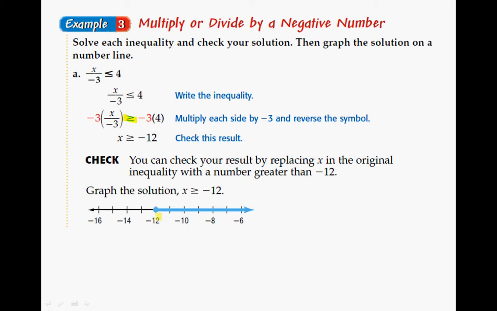And when I graph it, remember, closed point, and then everything to the right. So let's say that I pick negative 9. Okay, so negative 9 is in my range right here. I'll go ahead and put a big blob there. So if I plug negative 9 in here, negative 9 divided by negative 3 is positive 3, and that would be true. Positive 3 is less than or equal to 4. Okay?